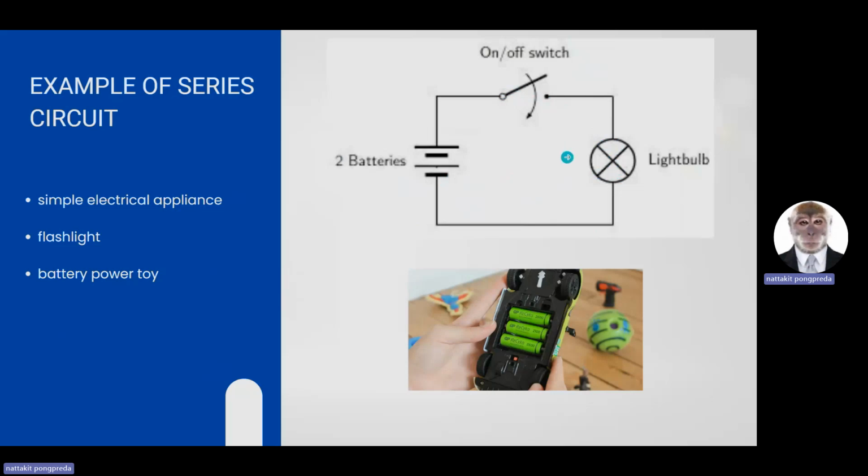Another example is battery toys. You have to put all the batteries inside to power the components so the toy is able to work. If one battery is taken out or if one part of the toy is broken, such as the motor, the whole toy will stop working.